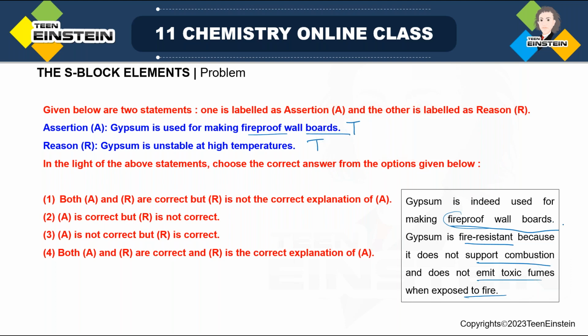That is the purpose we can use. Our purpose is to make fireproof wall board. So obviously we need something fire resistant. It is not that it is unstable at higher temperature. That is not the reason we are using it. The reason is it is fire resistant. That is the actual explanation, right? So both are correct, but we cannot say that the reason statement given in the problem is the correct explanation. The correct explanation is mentioned here. It is a different reason.